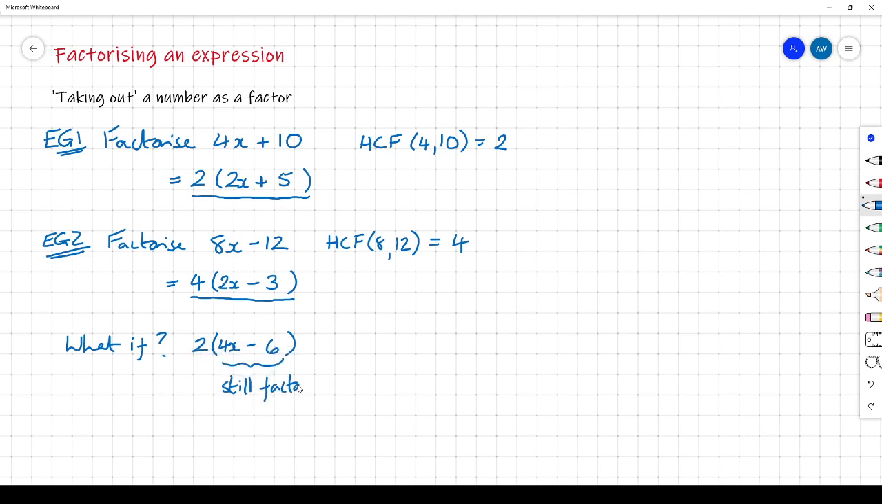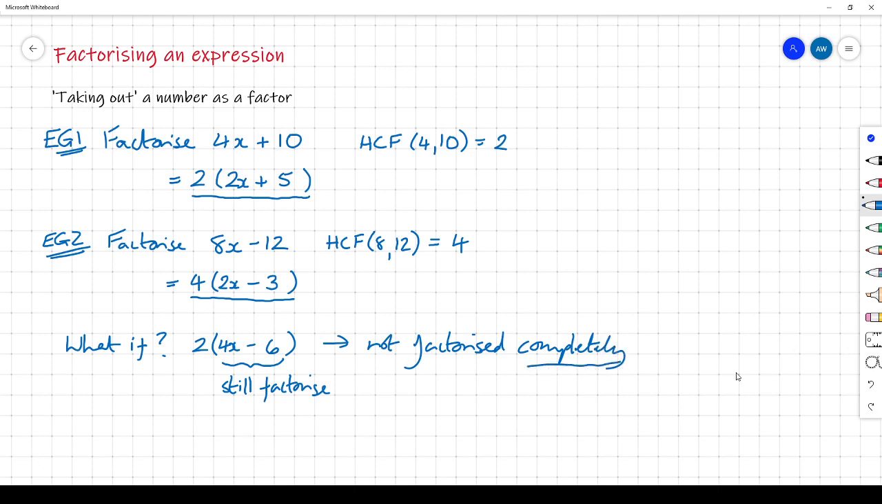We can still factorise this. So it's not finished, and we say this is not factorised completely. Yeah, right, it's not factorised completely.